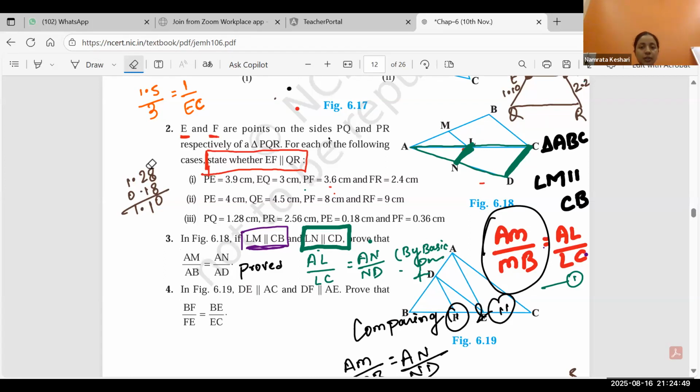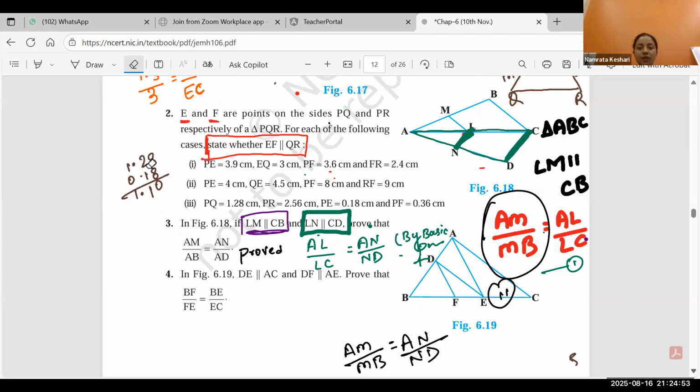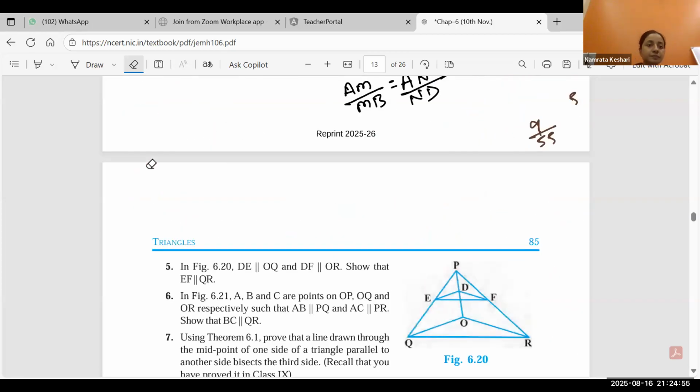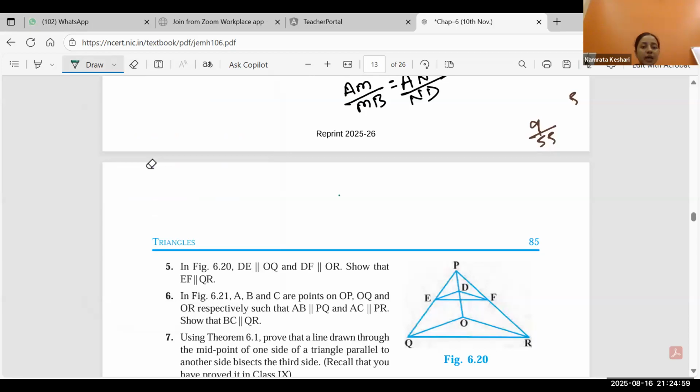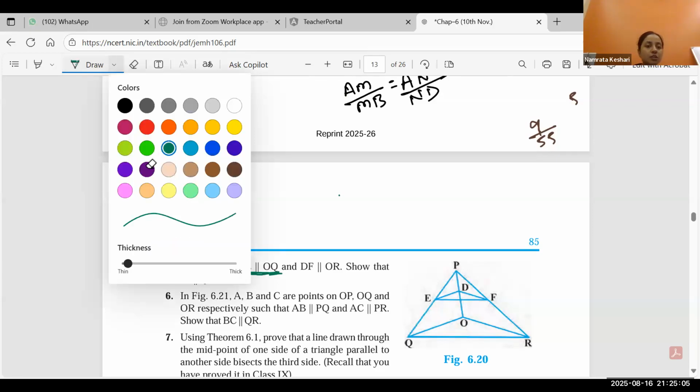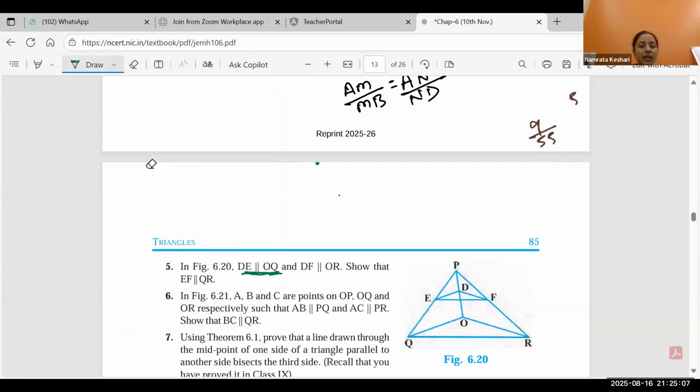The next one you will be able to do. I am just giving you the hint for question number 5. यहाँ लिखा है DE is parallel to OQ. फिगर नंबर 6.20 में DE OQ के पैरेलल है. सबसे पहले जो भी पैरेलल हमें बताया जाता है हमें हाईलाइट कर लेना चाहिए DE OQ. अब क्या हमें एक ट्रायंगल दिख रहा है? Can you see a triangle? Yes, ma'am. POQ.